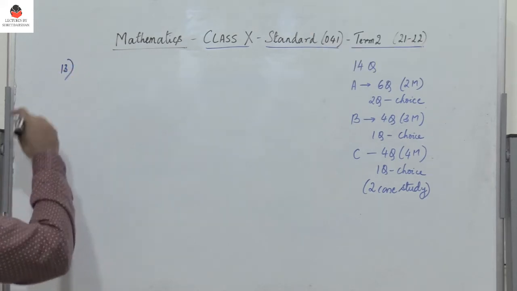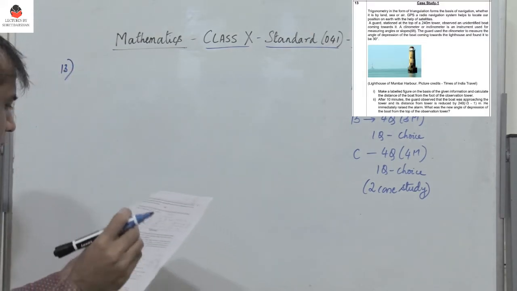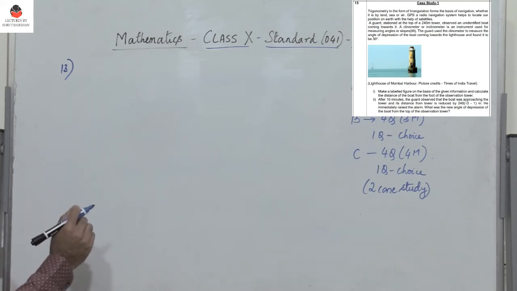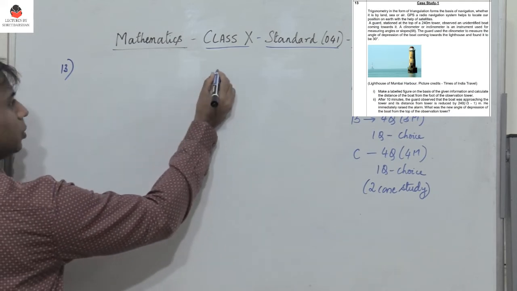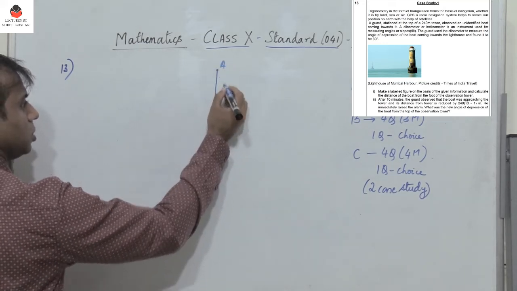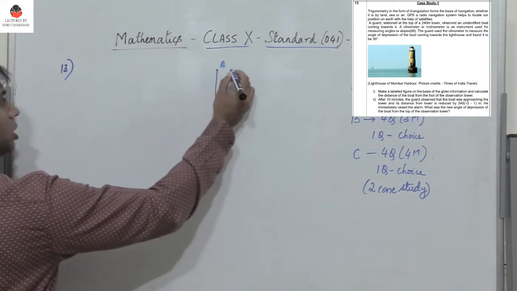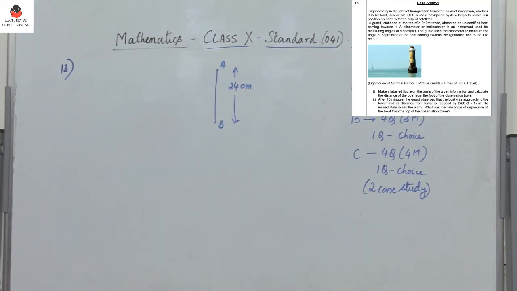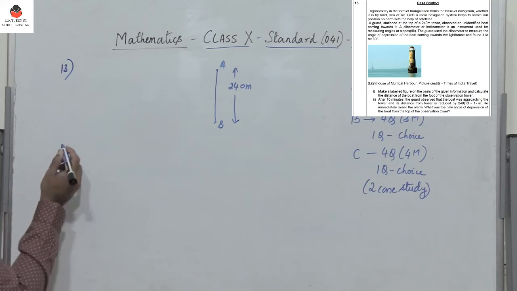So questions 13 and 14 are two case study problems, very simple. So you have a guard stationed at the top of a 240-meter tower. So what is required is what I'll be reading. So you have a tower which is of height 240 meters. There is an unidentified boat. A clinometer or an inclinometer is an instrument used for measuring angles or slopes. The guard used the clinometer to measure the angle of depression of the boat coming towards the lighthouse and found it to be equal to 30 degrees.